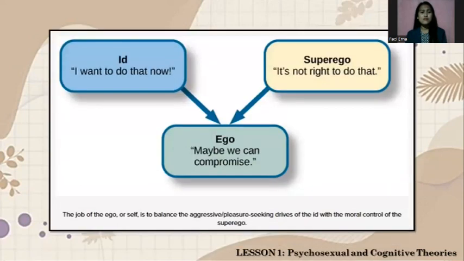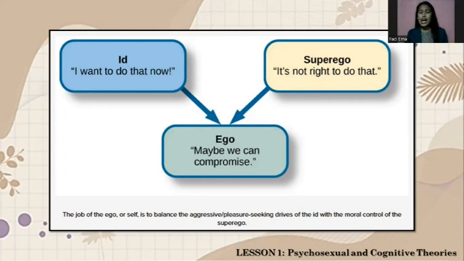And these are examples of the id, superego, and ego. Id means that, like a child, if he wants to get something, he wants it right now. But if you are not going to give it to that child or the little one, then they will cry. And superego means you're thinking that the thing that you want is not good. That is superego. You learn how to mature. And ego means maybe we can compromise. So you're thinking about the two behaviors.